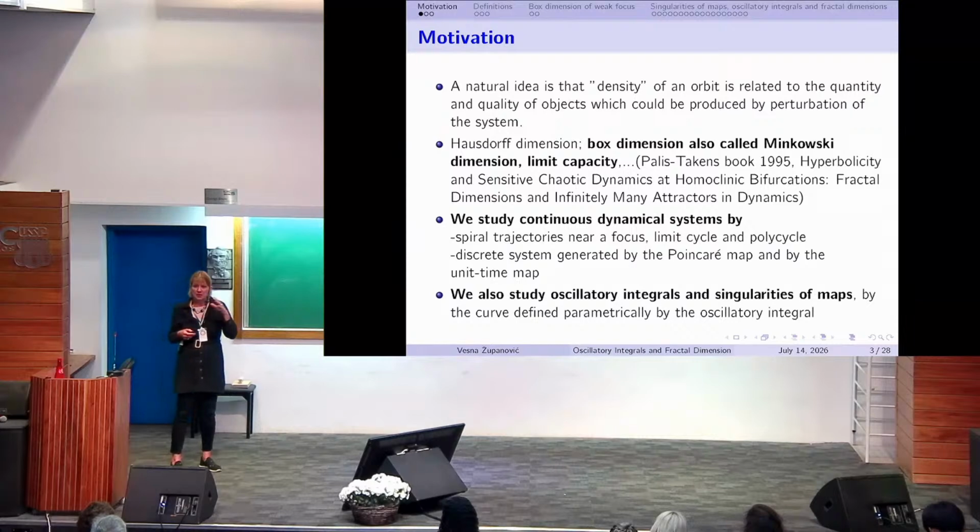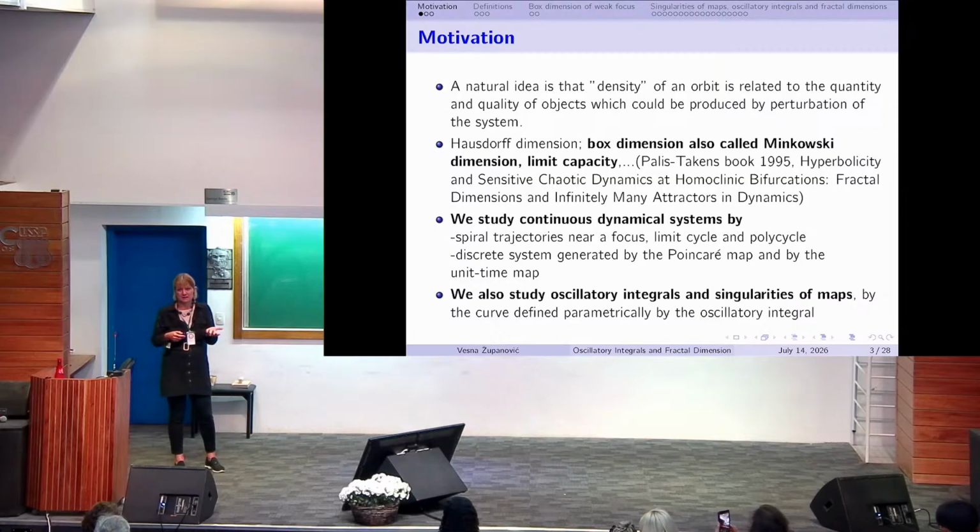The Poincaré map is the Poincaré first return map. It is a standard tool which connects continuous and discrete dynamical systems, the unit time map and so on. So we had a lot of things to study in discrete and continuous dynamical systems. Even the spirals which I mentioned, a spiral could go to a point. Of course, a spiral can accumulate to a limit cycle, an isolated closed curve, and also spirals could accumulate at a polycycle. So there are a lot of things to do.